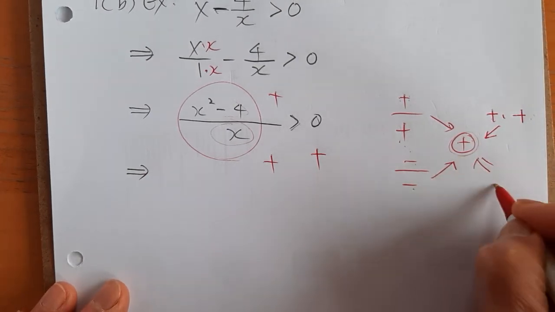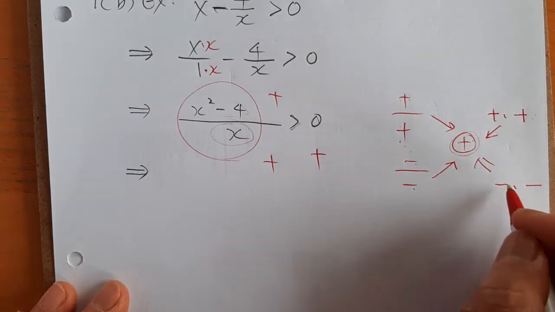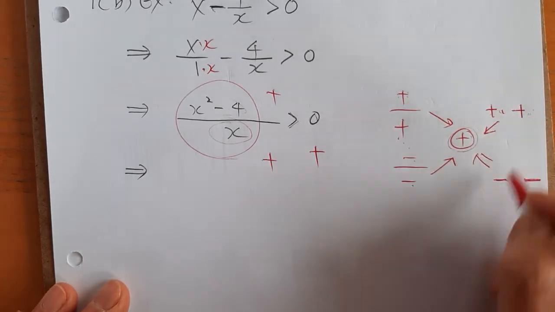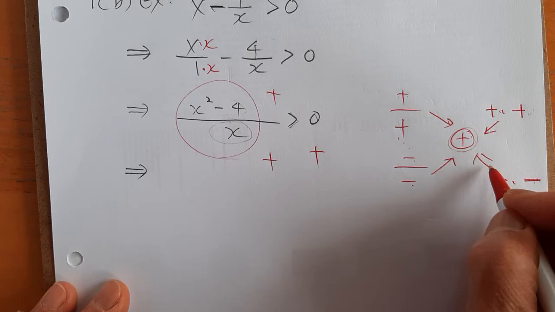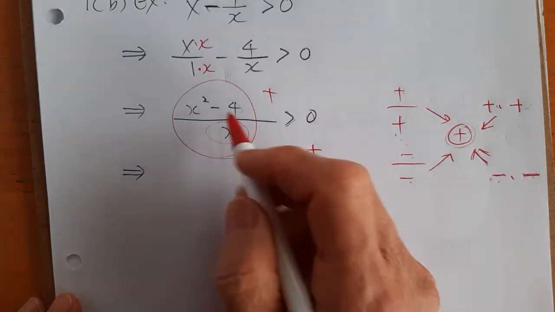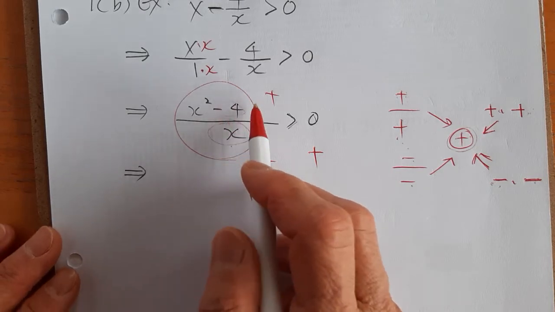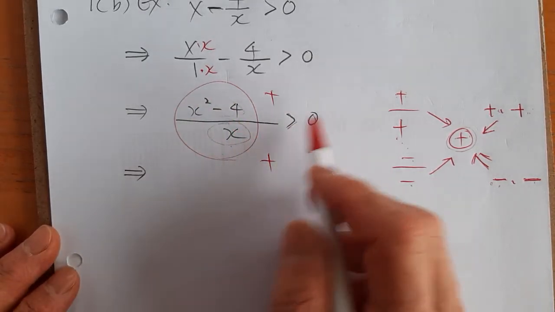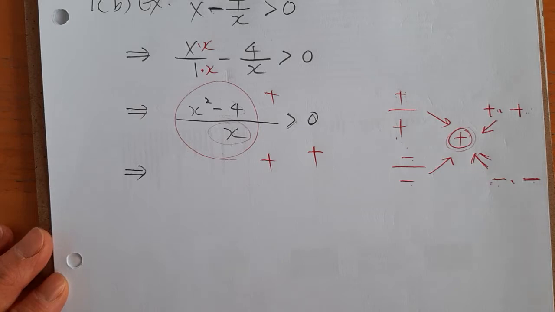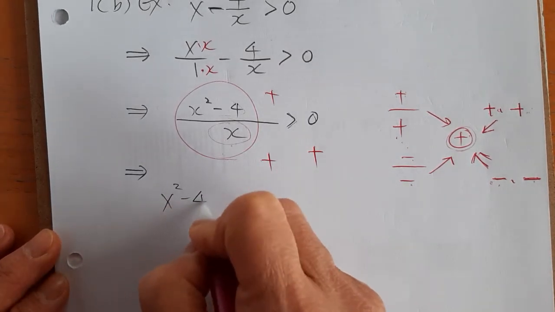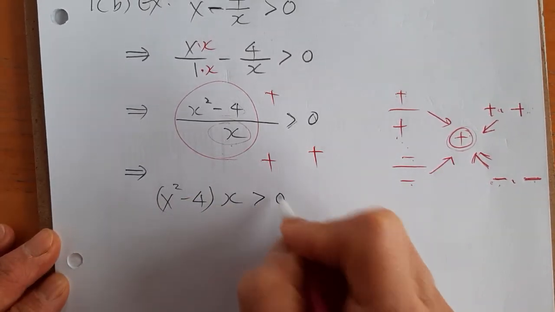And divided is also multiply, multiplying together. Both are negative, multiplying together is also positive. So therefore, the two are the same sign. So you can write down x squared minus 4 times x is also positive.